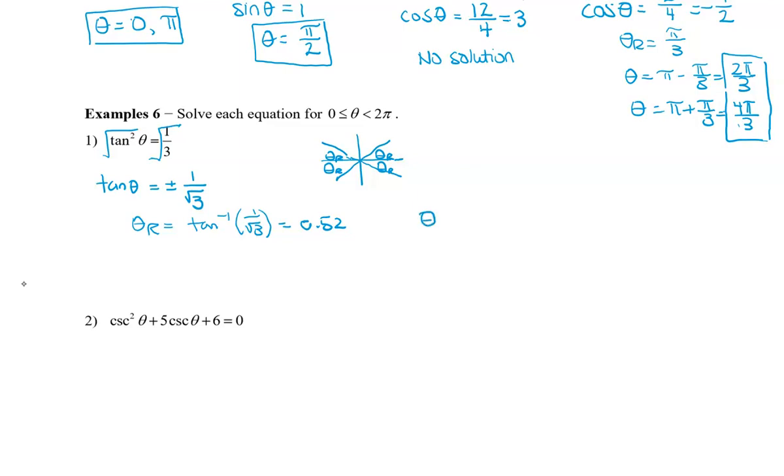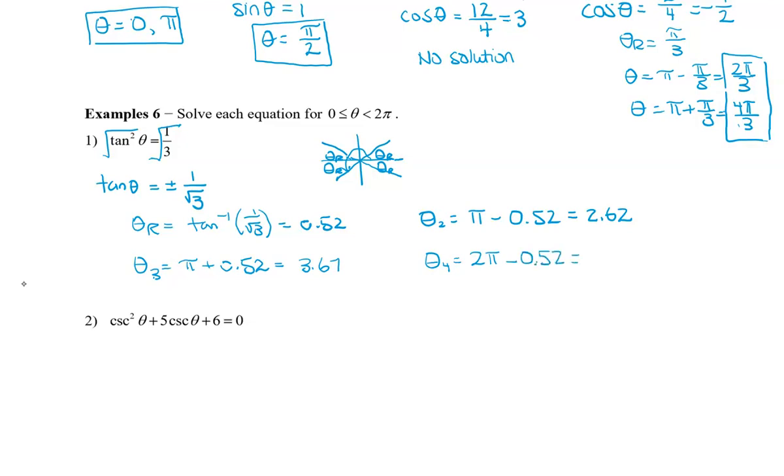Okay, so in the second quadrant, we're going to take pi minus 0.52, and we get 2.62. In the third quadrant, which is this one over here, we're going to take pi and add 0.52. And this gives us 3.67. And then lastly, in the fourth quadrant, we have 2 pi going all the way full circle, but minusing the reference angle, and we get 5.76.